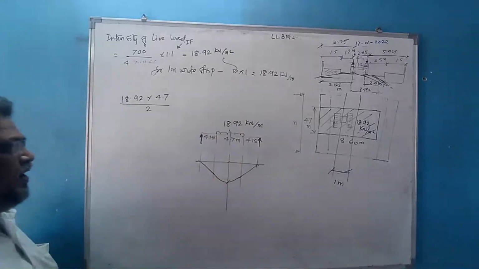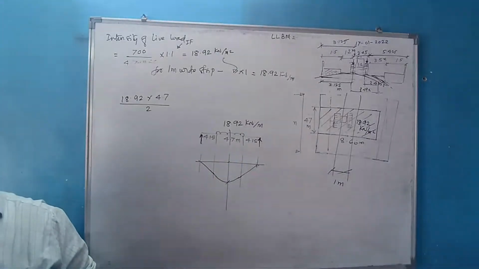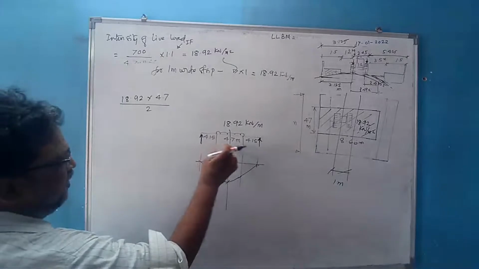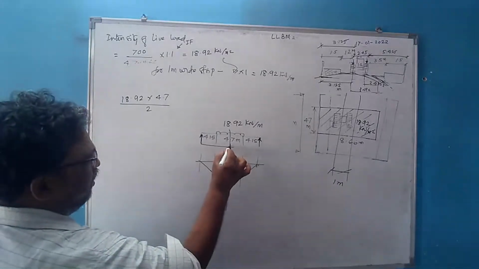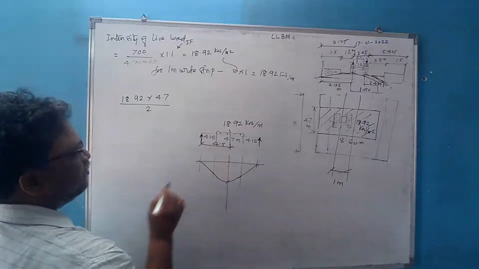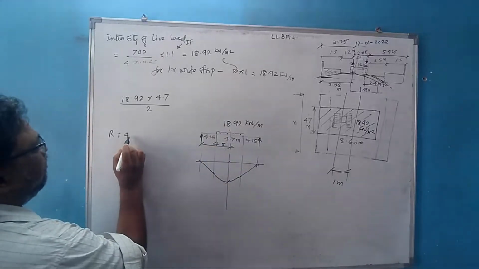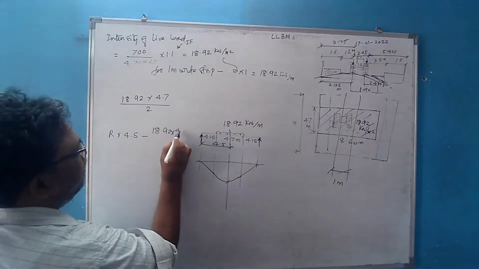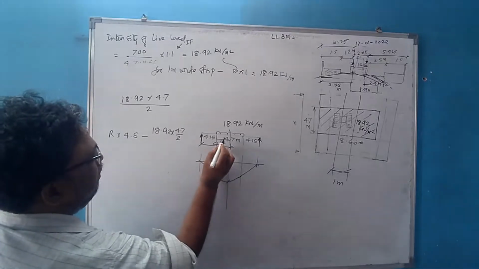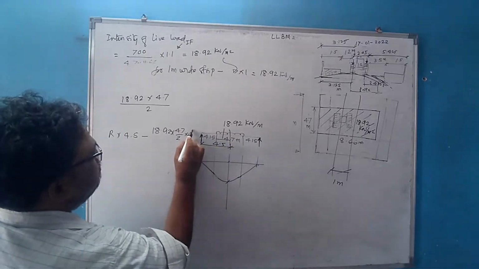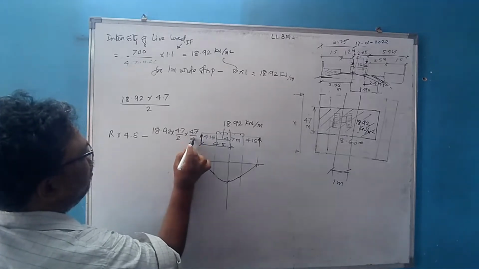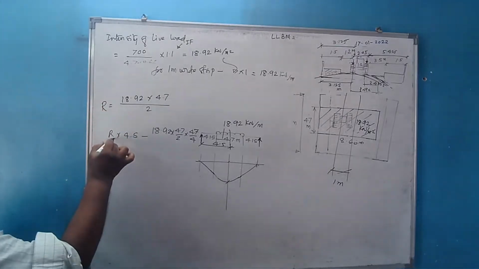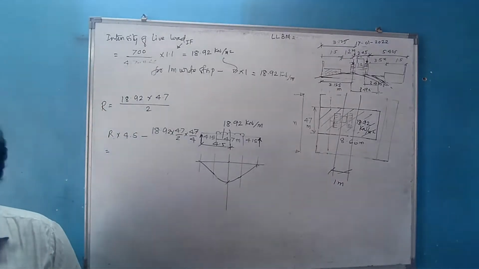Then determine the bending moment at the center. How much is the bending moment? Please give me the answer for the bending moment. Whatever reaction I get, that reaction multiplied by the distance up to the center, which is 4.5, minus 18.92 multiplied by half of this, 4.7 by 2, because this much only I have to consider, and the load will act at the center of that. So that will be 4.7 divided by 4, and I will get the bending moment at the center. Get the reaction, put that reaction here and get the bending moment. Please answer me.